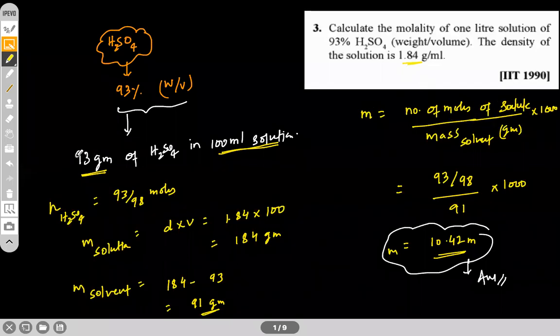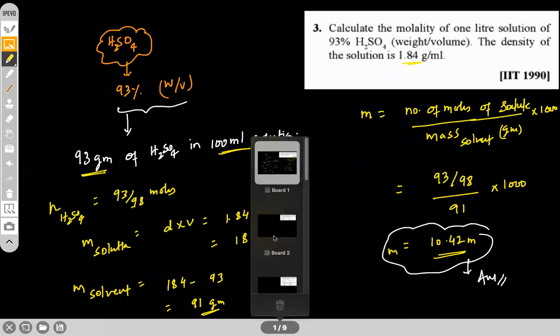Moles we know, since we know the mass of H2SO4, we can find out moles by this formula. Mass of solvent is equal to mass of solution minus mass of solute. Mass of solution we can find out by density into 100 ml of solution. You get 184 and this. So this is the answer for this question. Easy one. I hope all of you have understood this question. Fine. Let's move on to the next question.